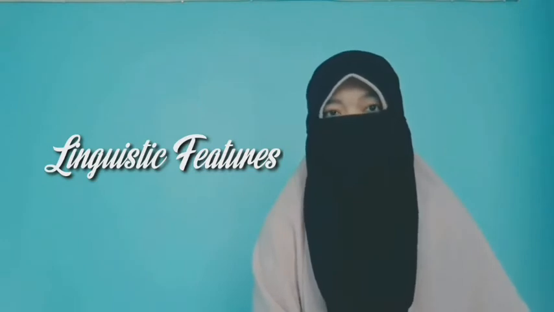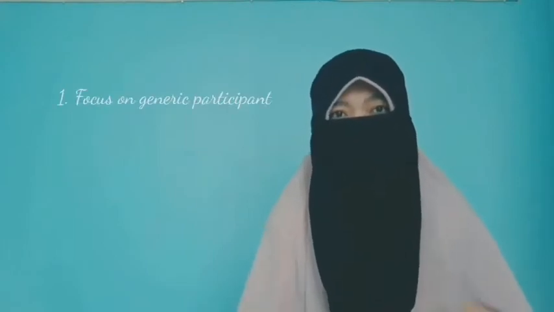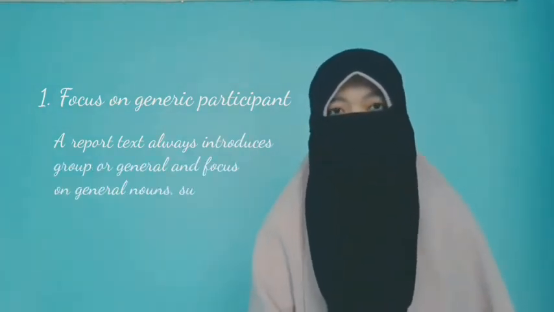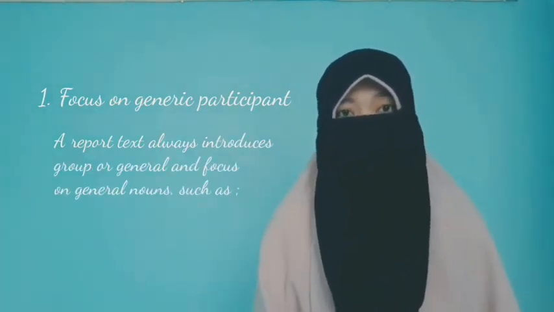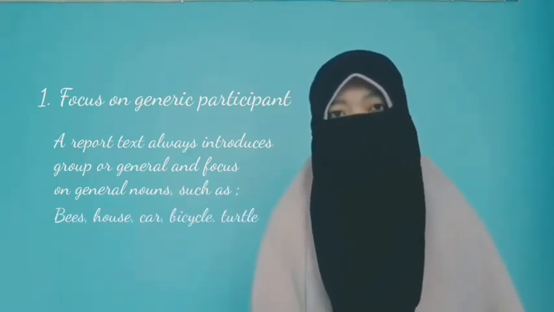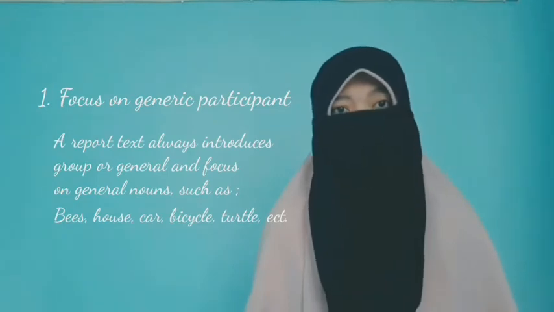Okay, we move to the linguistic features that are used in a report text. First, a report text focuses on generic participants. A report text always introduces a group or general things and focuses on general nouns such as bees, house, car, bicycle, turtle, and etc.